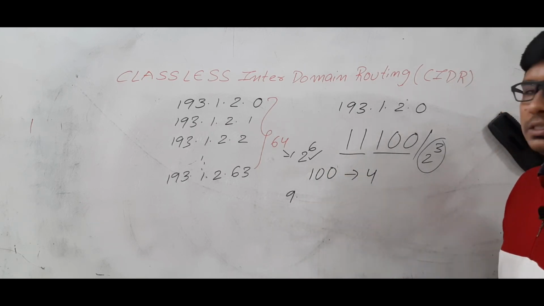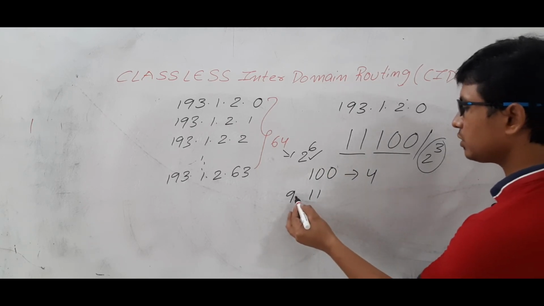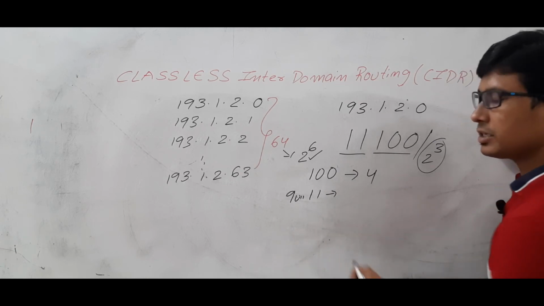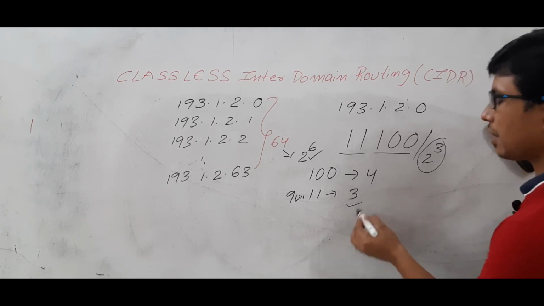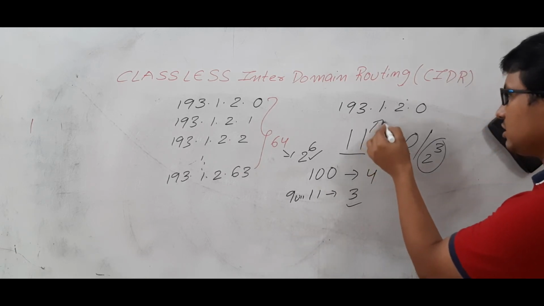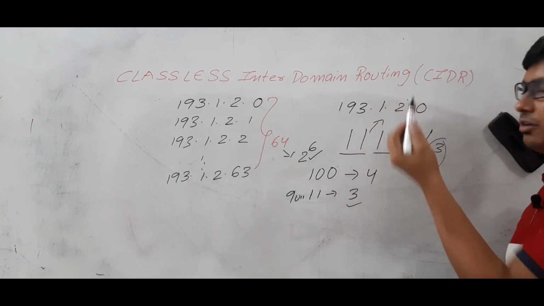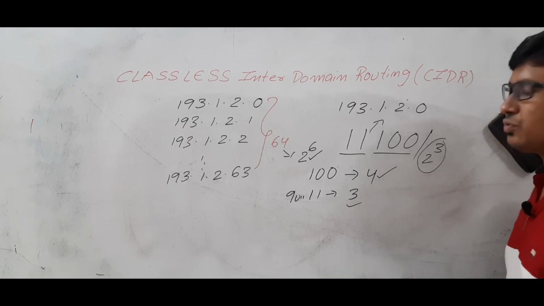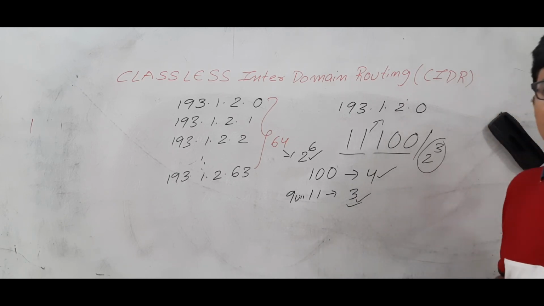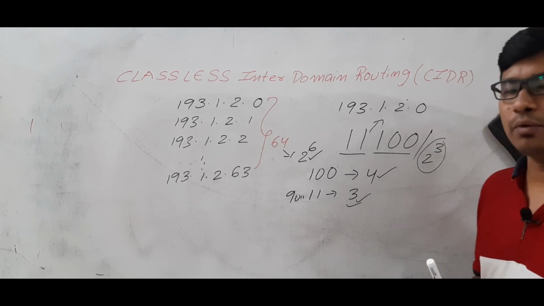What is the remaining bits? 1. You convert it into decimal, you will get 3. Am I right? So you convert this number into decimal and you can verify. You will get the remainder as 4 and the quotient will be 3. So I hope you have understood.